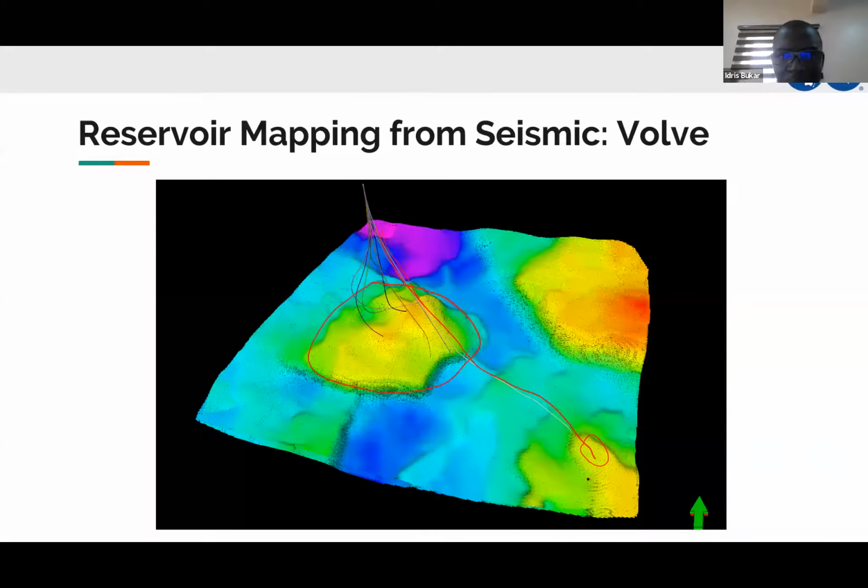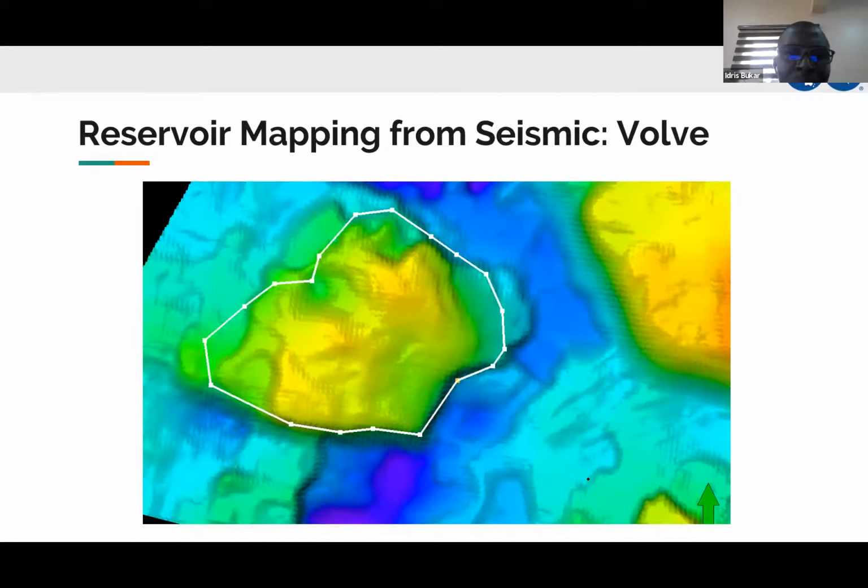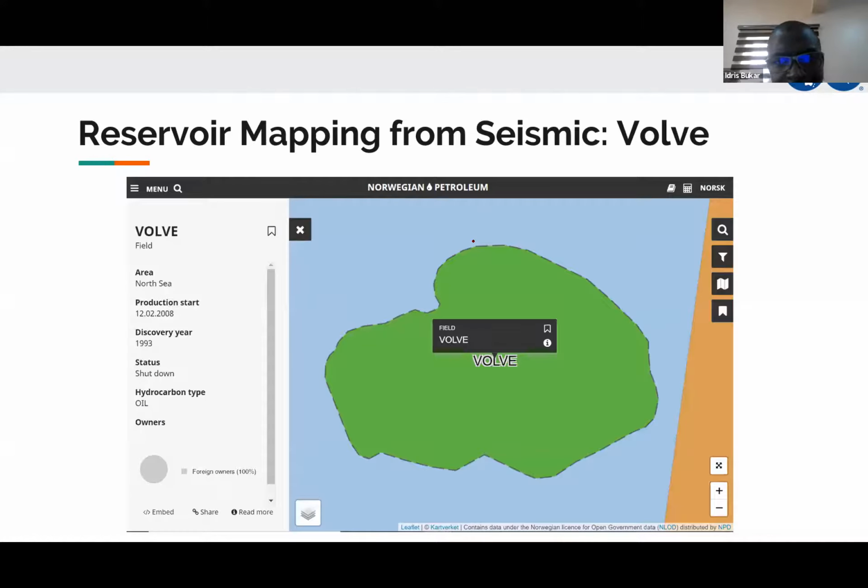Okay, so you could say this is the expression of the field on the seismic, and I think they look close enough. I don't know, because this is the shape of the field on the map.